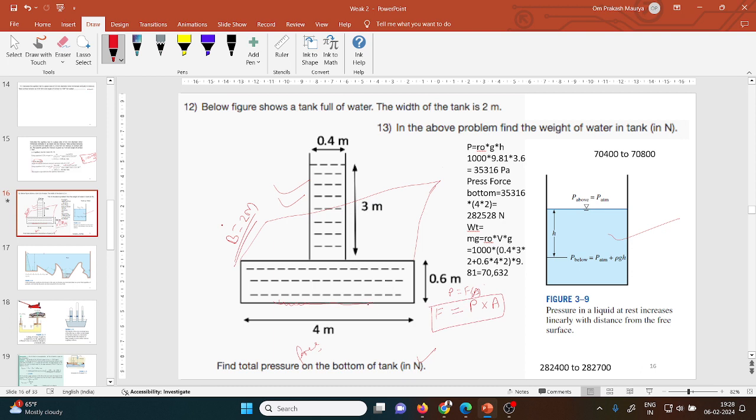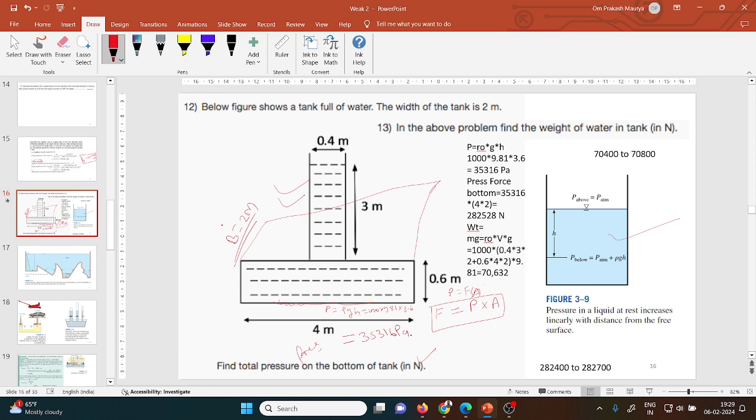So at the bottom, what will be the pressure? Rho g h. Rho, this is water, so 1000. G is 9.81, and h is the total height of the water, 3 and here 0.6, that is 3.6. If you calculate these things, you will get 35316 Pascal.